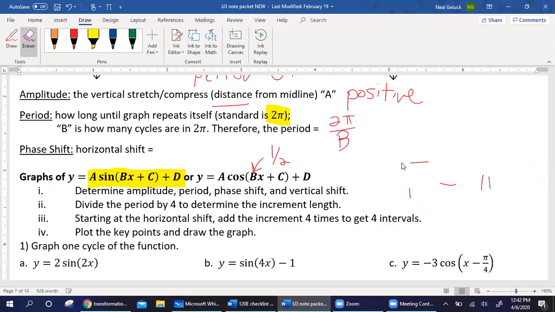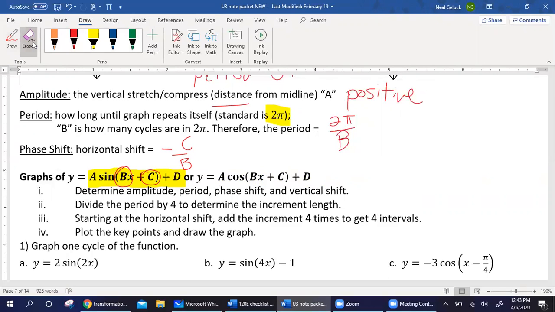The last thing to talk about is a phase shift. This is just the trig way of saying a horizontal shift. That deals with this C number in here. And it's not quite just the C number though. It is a shift of negative C over B. I won't get into the specifics, but it has to do with having to factor this B number out of the parentheses in order to correctly get the phase shift.